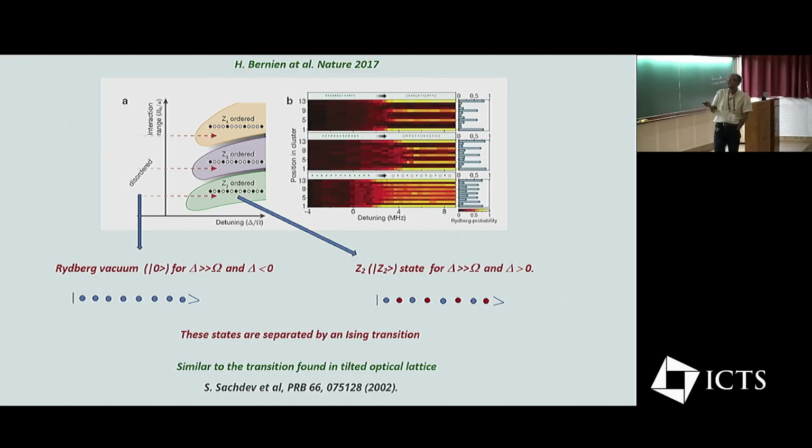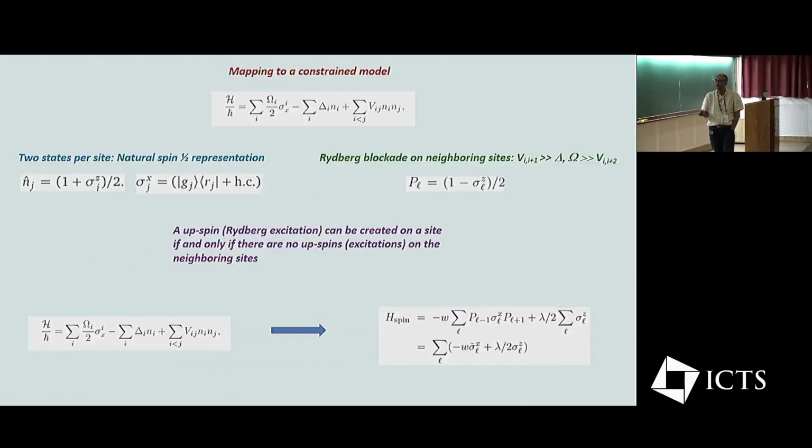Okay, so of these states, one of them breaks a discrete symmetry, the other one doesn't, and therefore they are separated by a transition. This transition happens to be in the Ising universality class because there is a Z2 symmetry involved. And this is very similar to some transitions that we found long ago in tilted optical lattices. The physics is not very different.